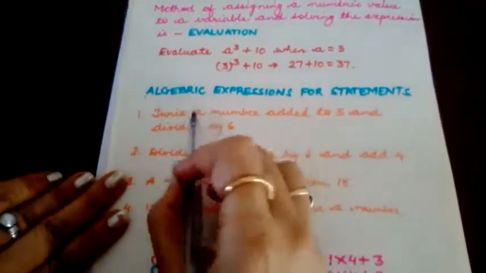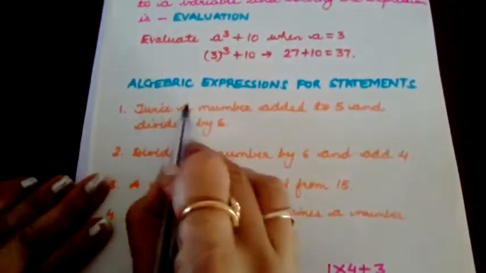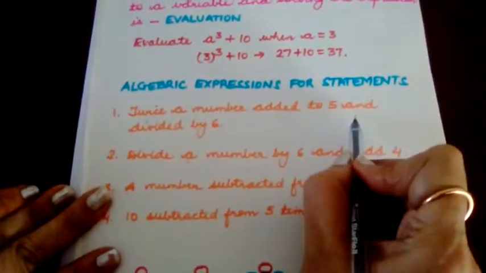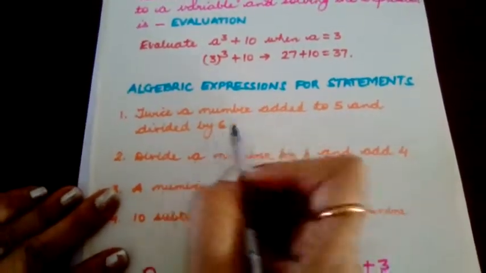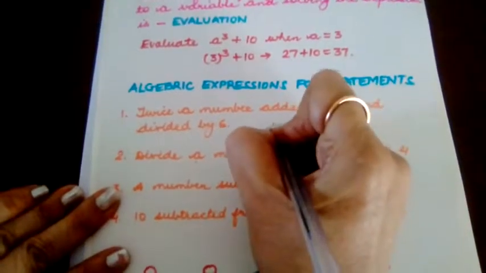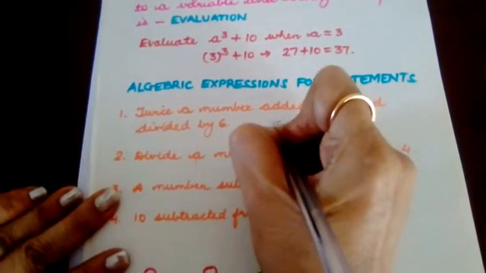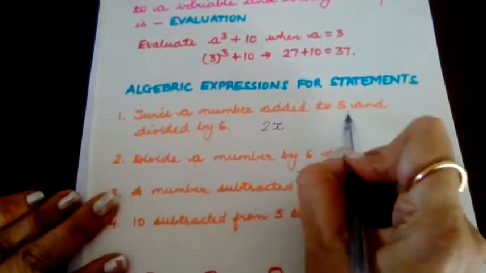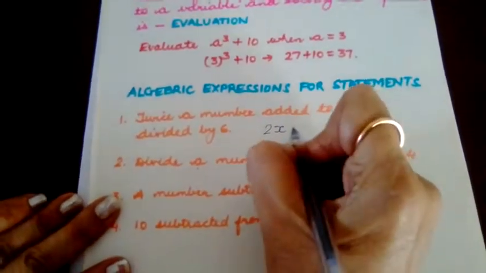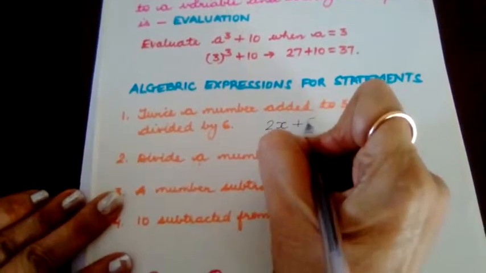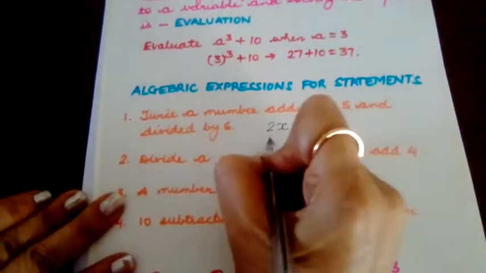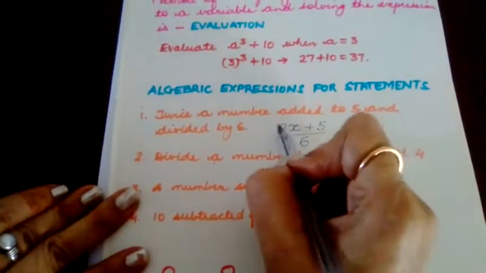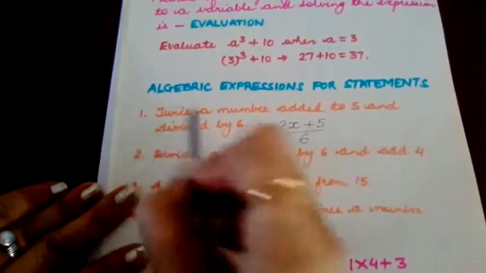Now we see how statements can be converted to algebraic expressions. Twice a number added to 5 and divided by 6. If we take the number to be x, twice the number x is equal to 2x, and then it is added to 5 and divided by 6. So first we add it to 5 and then we divide this whole by 6. So this is the algebraic expression of this statement.